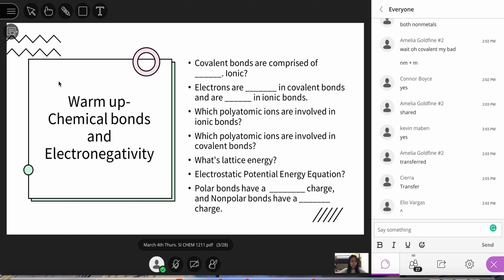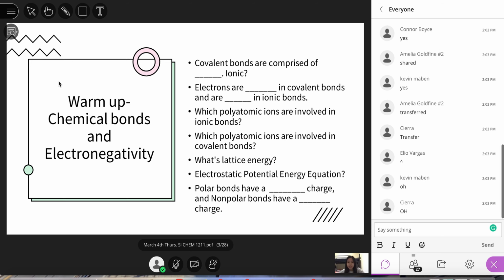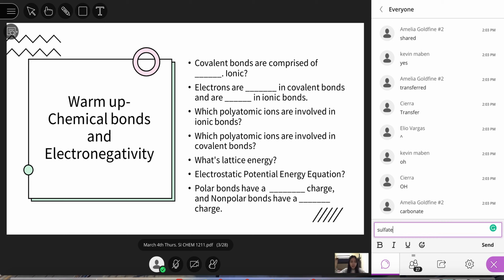Which polyatomic ions are involved in ionic bonds? You can just list examples. Like what type? What kind? You can just say some random ones. OH, yes. Carbonate. Any other ones? I just want to make sure you can recognize it. When you see it, you know that's a polyatomic ion, and that counts as just an ion in an ionic bond. Sulfate, things like that.